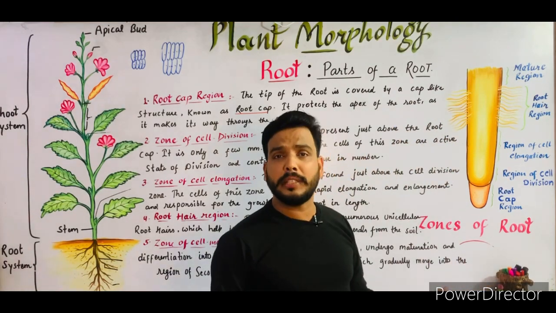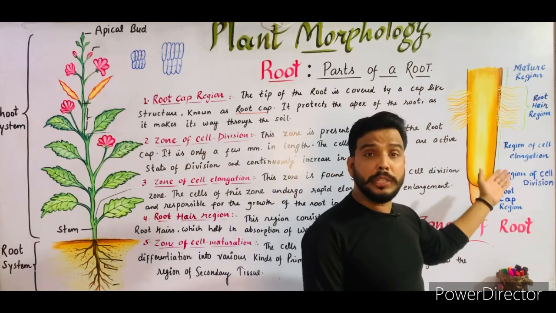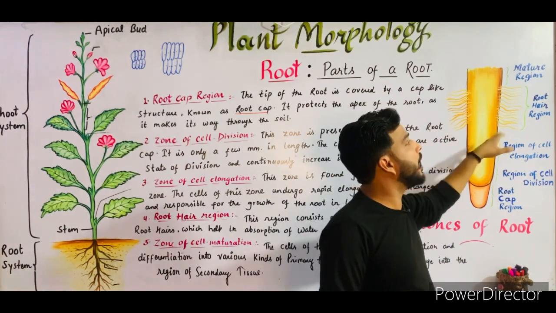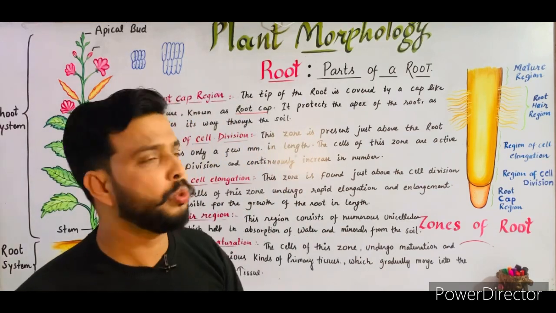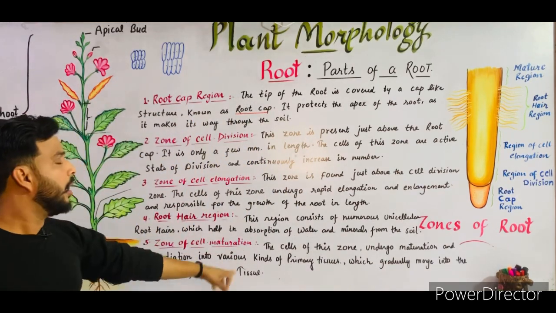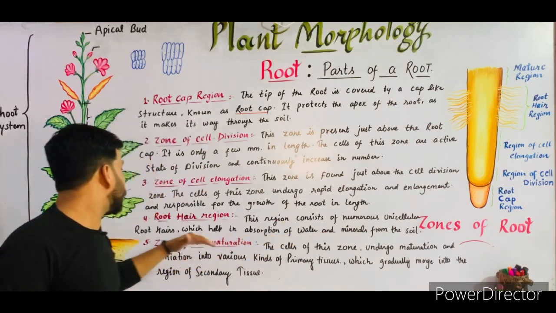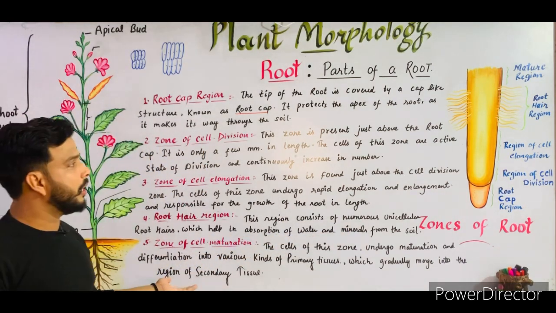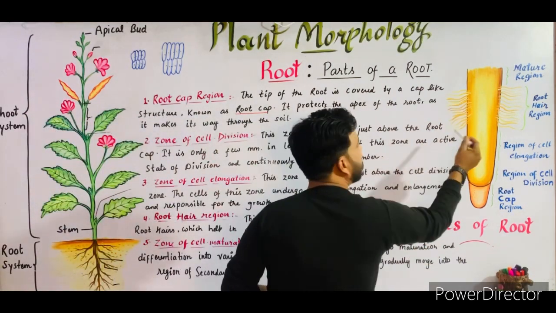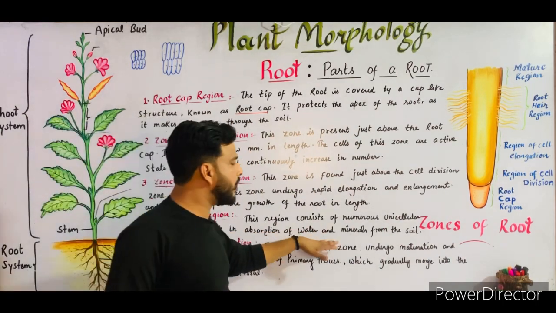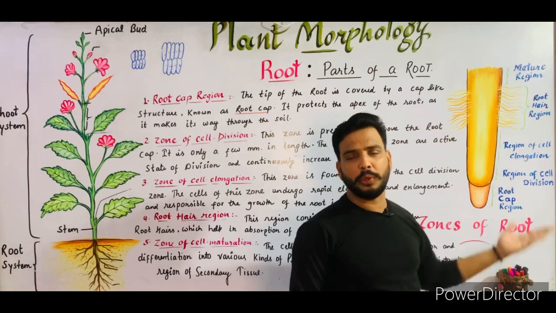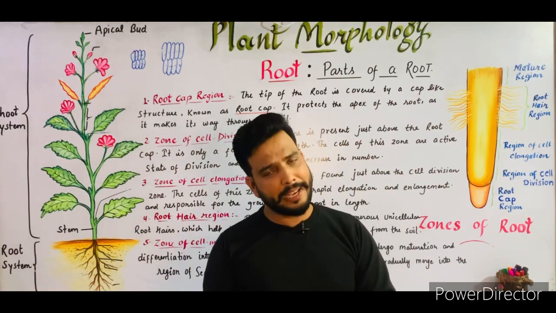These are numerous in number and they are unicellular, and all the root hairs are responsible for the absorption of water and minerals from the soil. So the root hair region consists of numerous unicellular root hairs. As you can see here, there are a lot of root hairs, which help in the absorption of water and minerals from the soil.